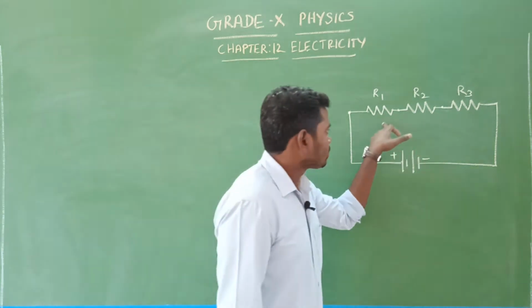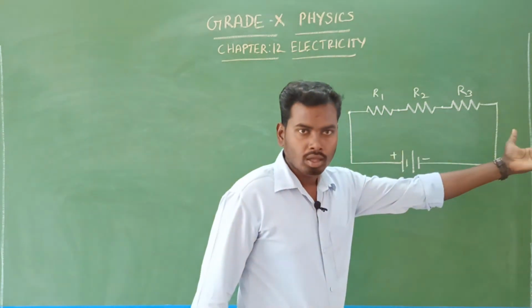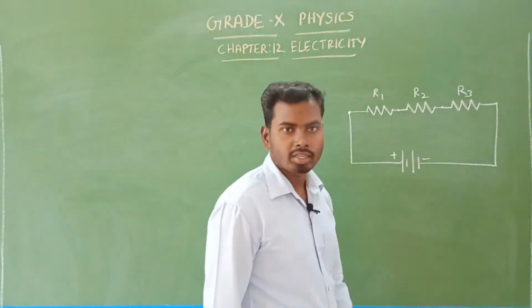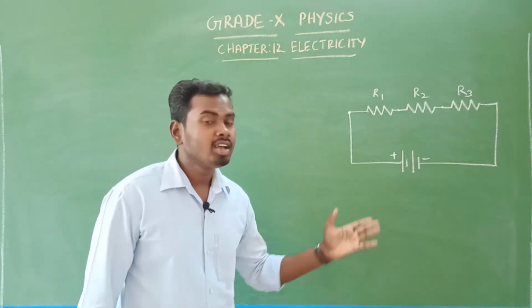Resistor 1, resistor 2, resistor 3. Here all the resistors are connected end to end consecutively. Or otherwise we can say all the resistors are connected one after another. So then the combination of resistors is said to be in series.